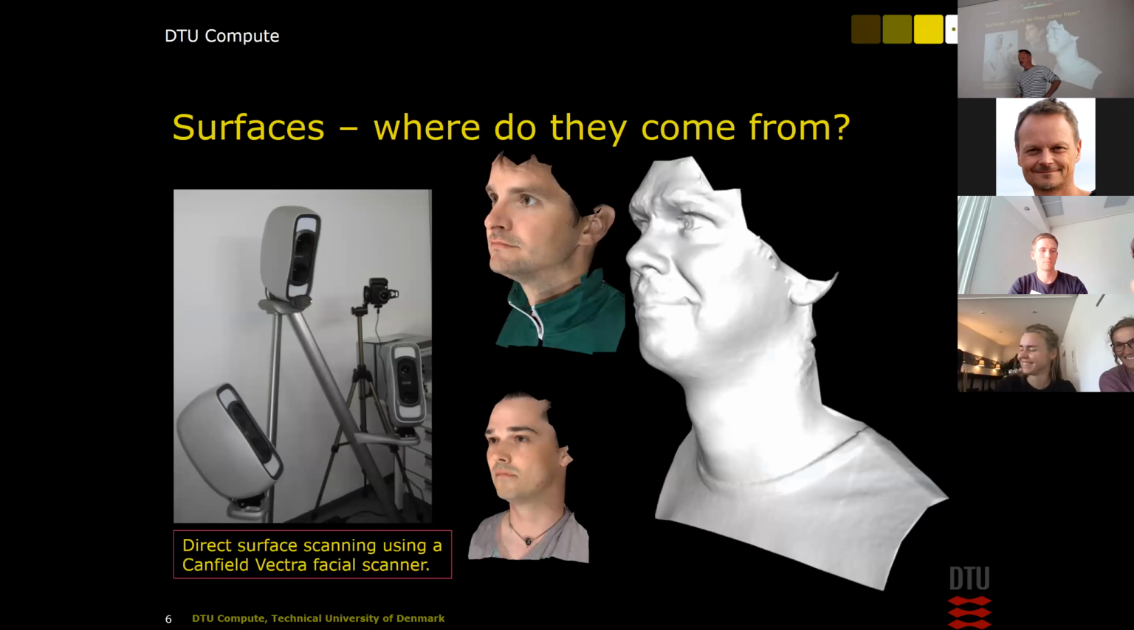So let's start with where we get surfaces from. They come from many different sources, and one of the most typical ones is direct surface scanning, like here.